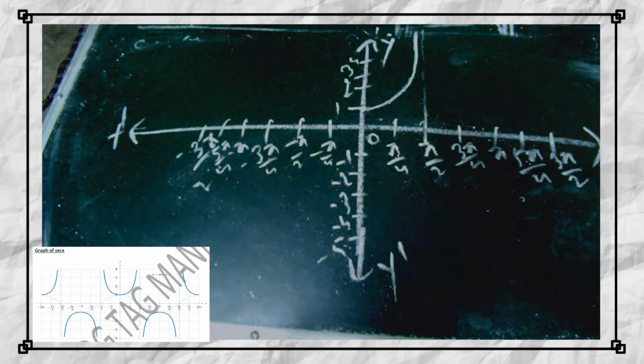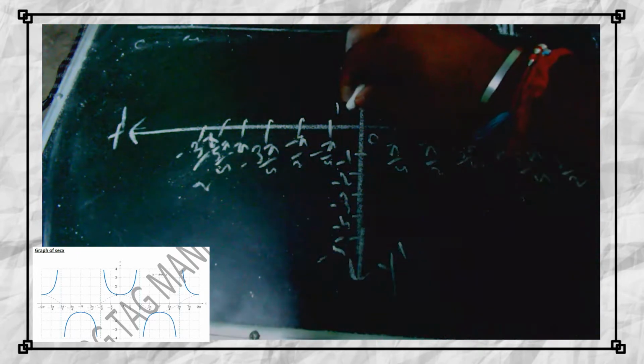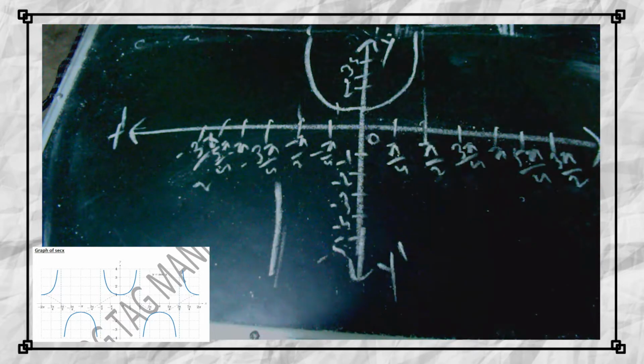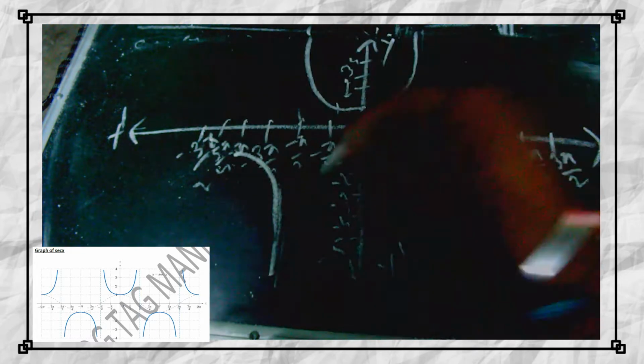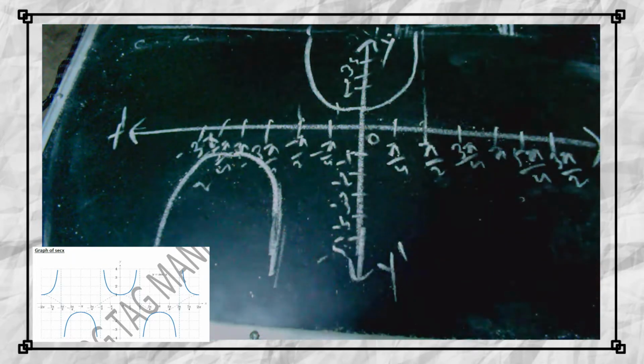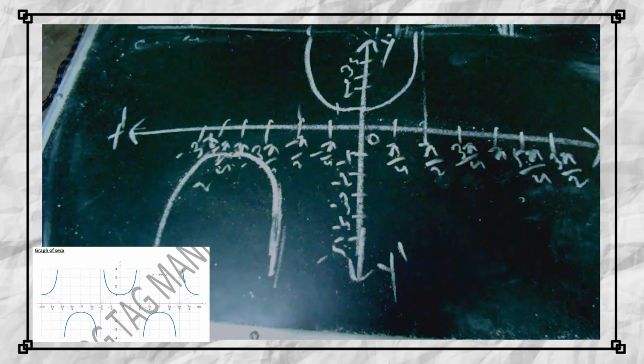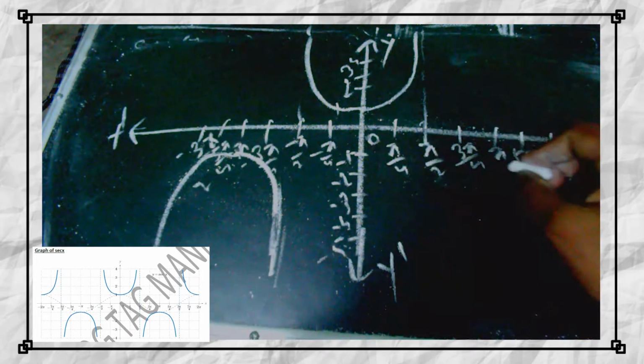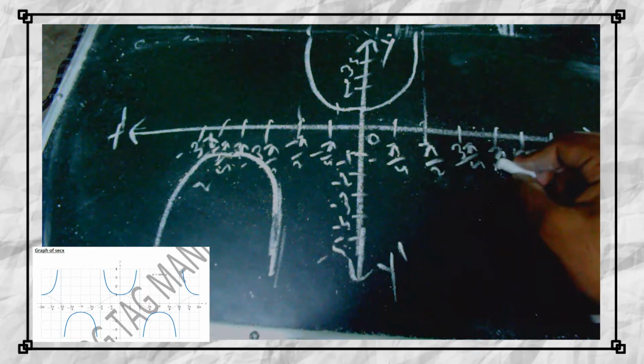And again the value of sec of minus pi by 2 is undefined, so it will move on like this, and here it will be the same line. And the value at minus pi is -1, so the point will be somewhere here, and the graph will be curved and meet here. And again the value of sec of -3 pi by 2 is undefined, so it will go up like this. Next, the value of sec pi is -1, so the point will be somewhere here.